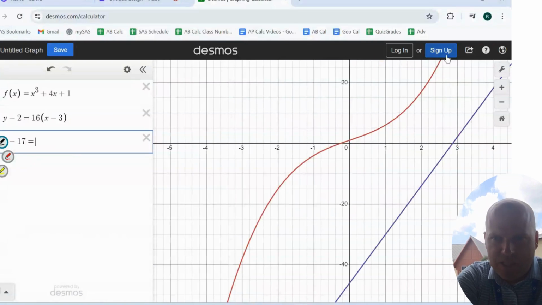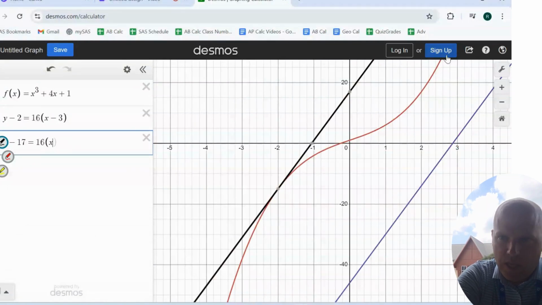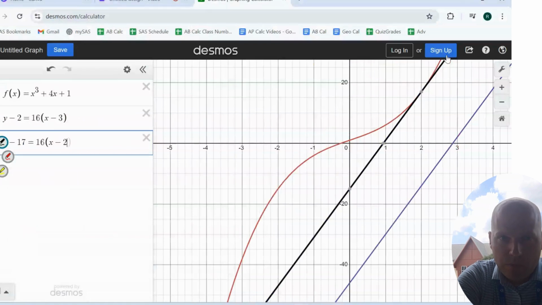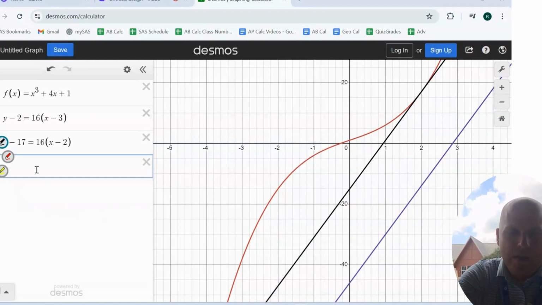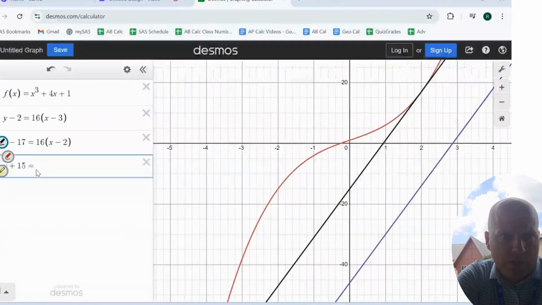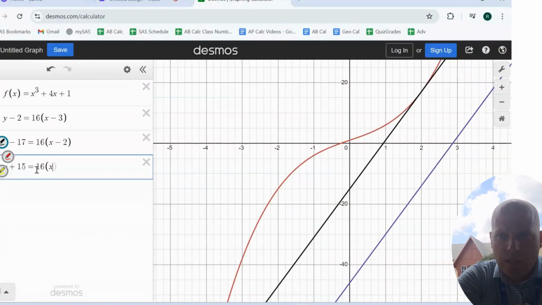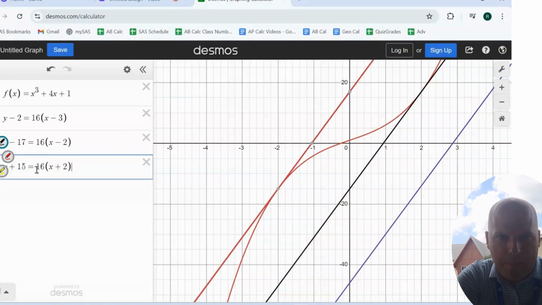y minus 17 equals 16 times x minus 2. Bam. There is a tangent line that is parallel to this line. Beautiful. What about this one? y plus 15 equals 16 times x plus 2. But bam, I got three lines that are parallel to each other.